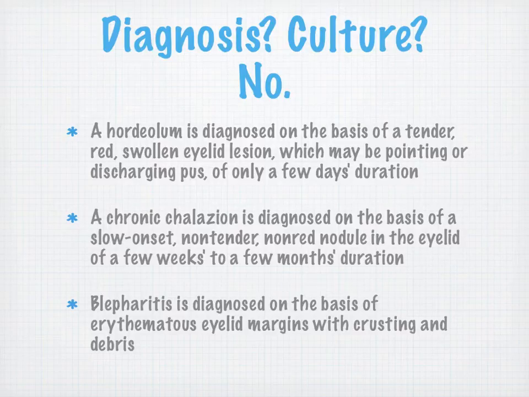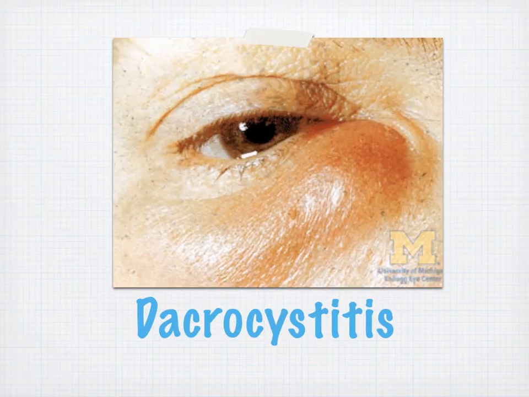A chronic chalazion is also diagnosed on clinical evaluation based on the slow onset, non-tender, non-red nodule in the eyelid of a few weeks or a few months. And then blepharitis, you're going to recognize that when you see it, on the basis of the red eyelid margin with that crusty debris. All right, and here's dacryocystitis.